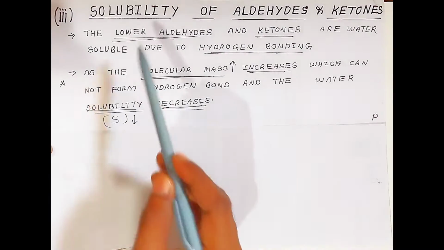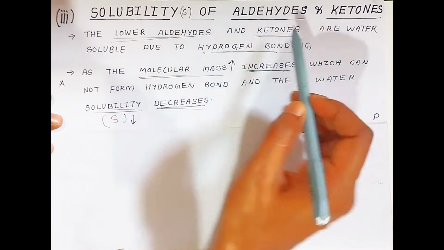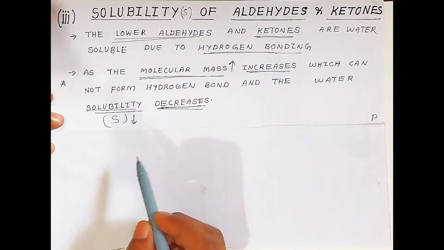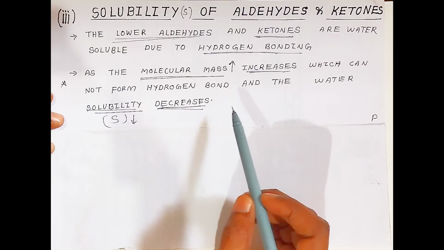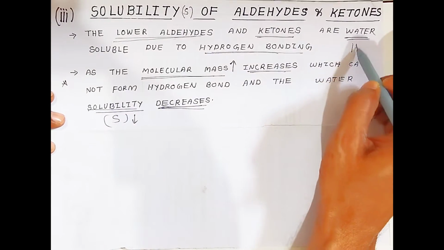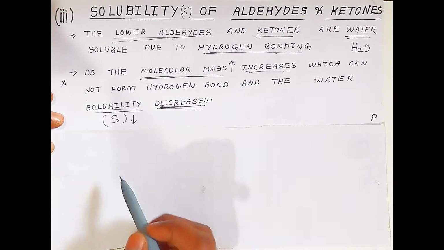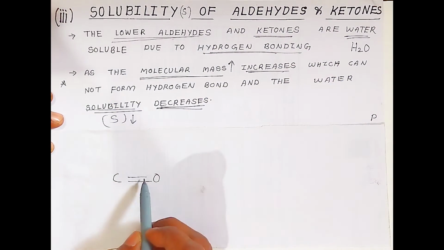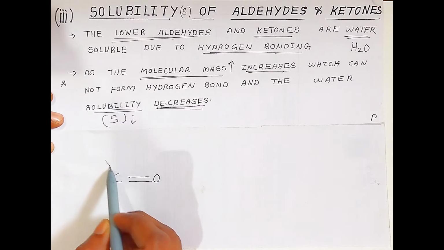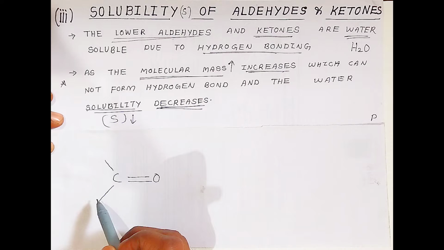So students, the solubility, that is capital S, of aldehyde and ketone. Both are containing a carbonyl group. Here, students, we are going to dissolve them in water. That formula is H2O. Now, solubility of aldehyde and ketones: both contain a carbonyl, a carbon-oxygen double bond. Depending upon alkyl and hydrogen, this is called an aldehyde. If both are containing alkyl groups, we call it a ketone.